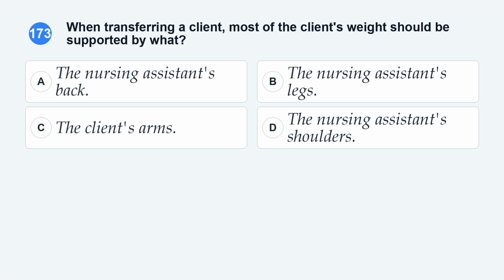Option A. The nursing assistant's back. Option B. The nursing assistant's legs. Option C. The client's arms. Option D. The nursing assistant's shoulders.